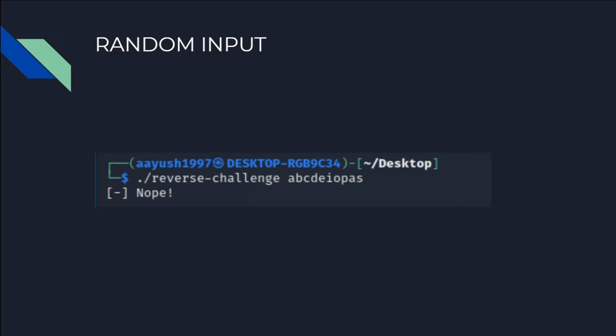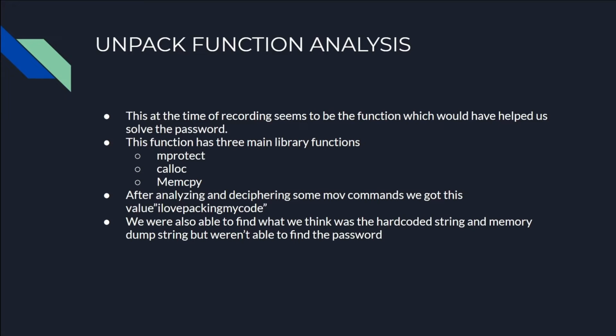And then we sent in a random input to see what the output we got was. And as you can see, we got nope. That means that wasn't the password. Well, I thought it would be. Well, anyways. The next step was to analyze the unpack function, which at the time of recording seems to us the function which could help us solve the puzzle.